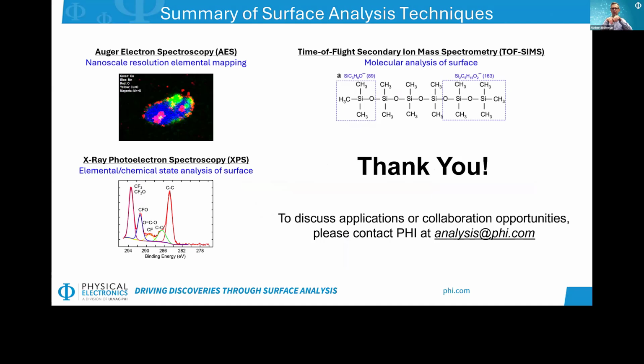So I just wanted to summarize the 3 main techniques that are used within ultra-high vacuum: Auger, TOF-SIMS, and XPS. They each have their own strengths. Auger is best used for spatial resolution, analysis of nanoscale features, as well as elemental analyses. TOF-SIMS, on the other hand, is best for molecular analysis at the surface with nanoscale spatial resolution, which you really can't find anywhere else. And then lastly, we have XPS, which is a good use for analysis of chemical states at the surface.